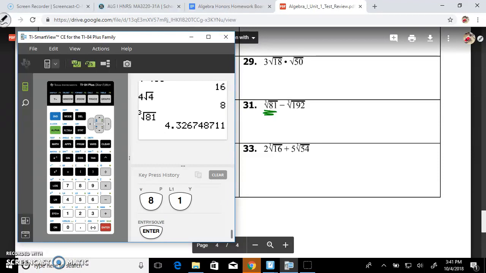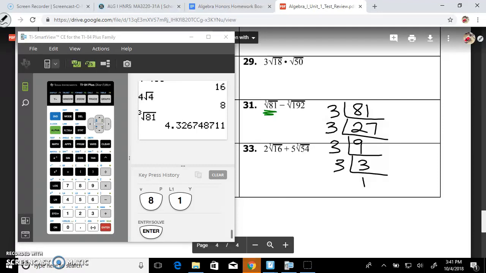That's fine. So we have 81. That's divisible by 3. It's 27. Which is 9, 3, 3, 1. This example is talking about cube roots, so looking for groups of 3. So we have 3 cube root of 3. 3 cube root of 3 is 81.